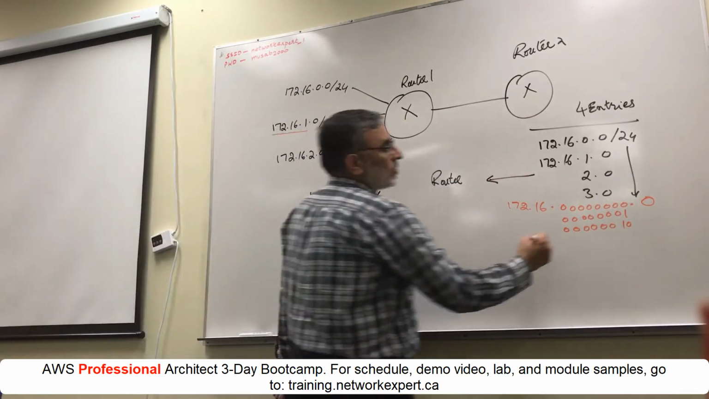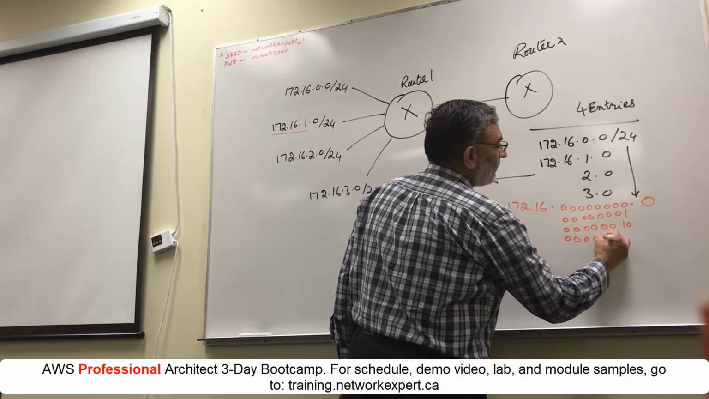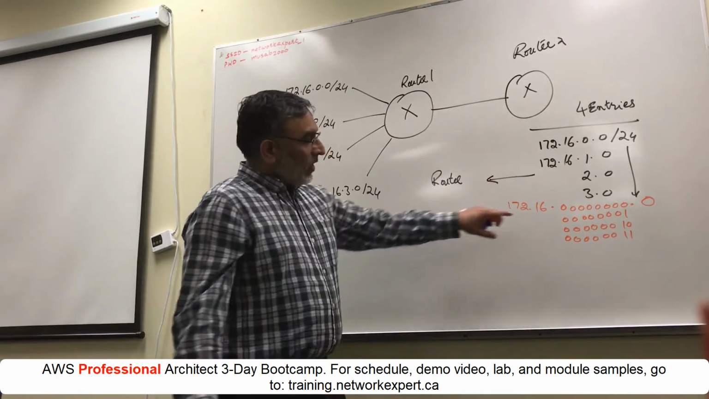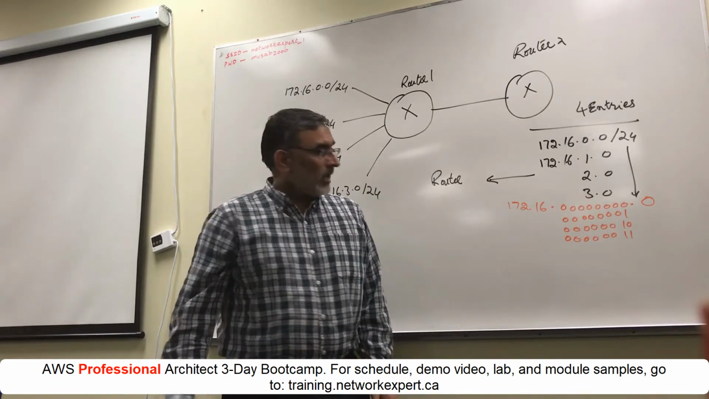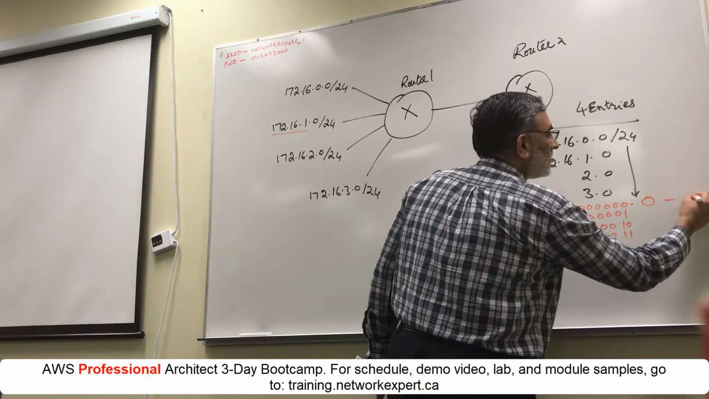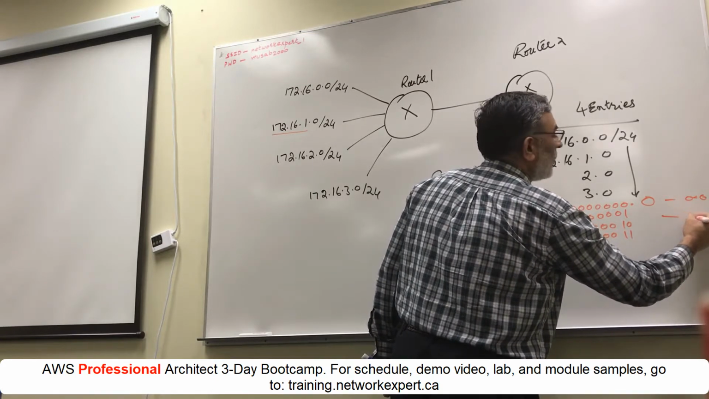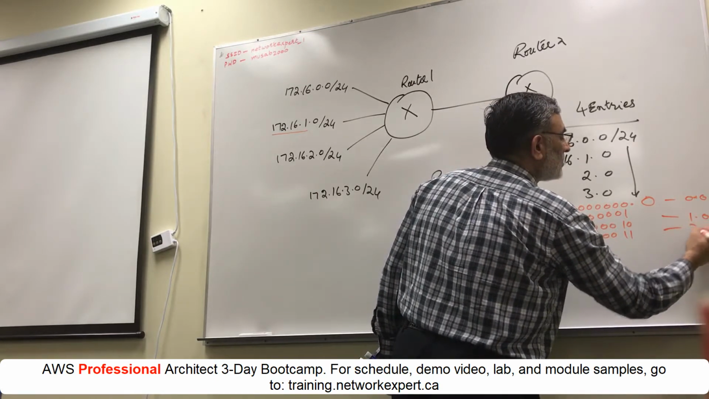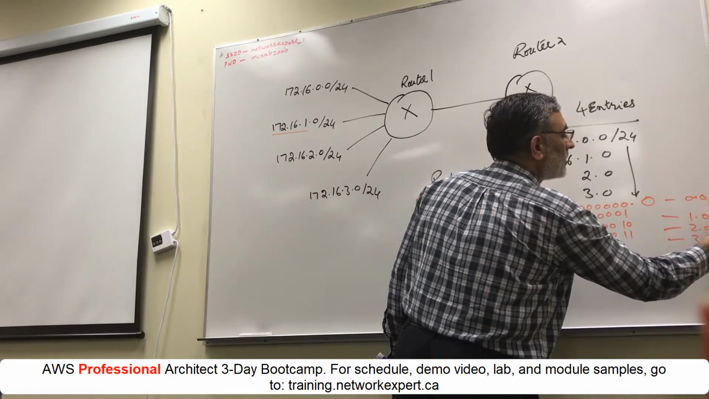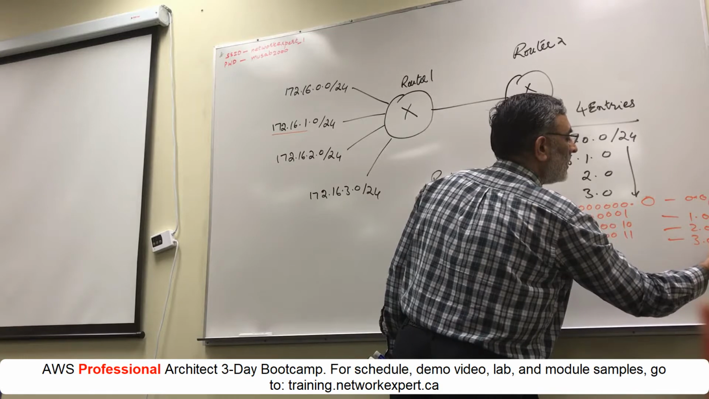So this is 2. Correct? So 1, 2, 3, 4, 5, 6, 1, 1. So this is 3. Now if you see this combination, this is 0.0, this is 1.0, this is 2.0, and this is 3.0. But these are /24.